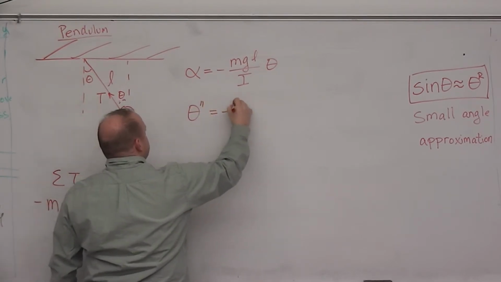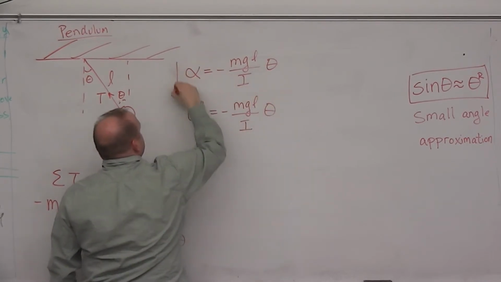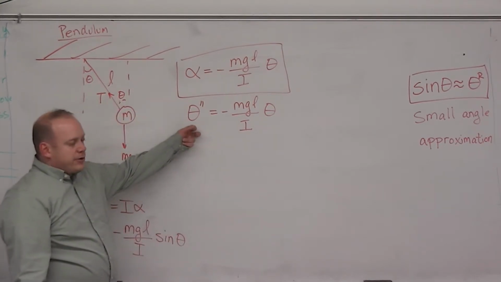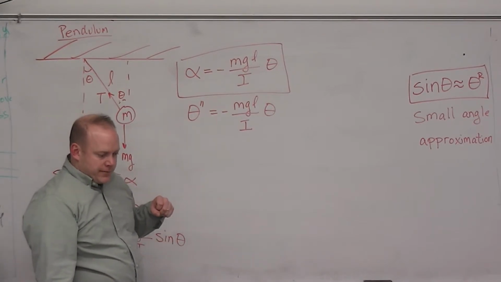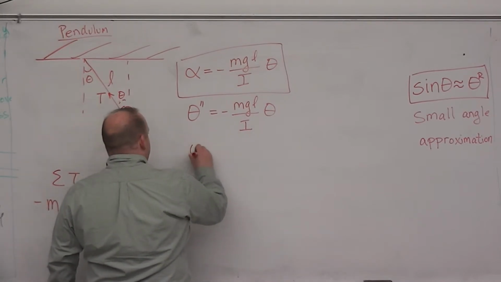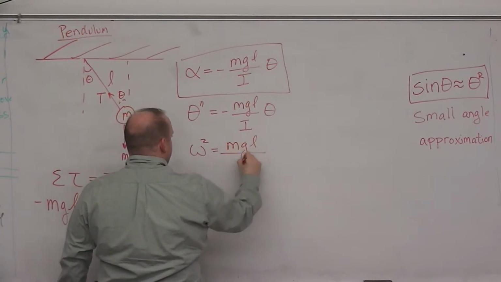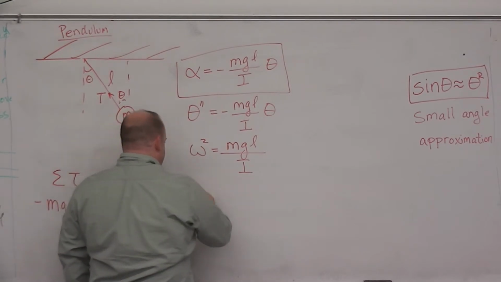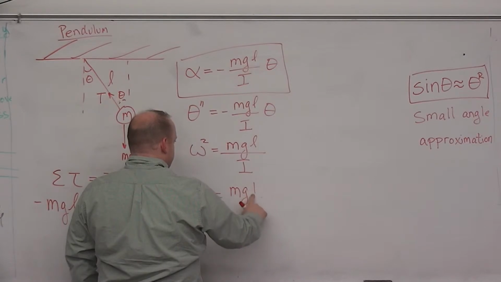Okay. This is that differential equation that shows us, and usually we write it like this, just showing it as a differential equation. Okay, this is what shows us that we have simple harmonic motion. Now, this also tells us that omega squared is equal to mgL over I. Okay. So my angular frequency here would be the square root of mgL over I.